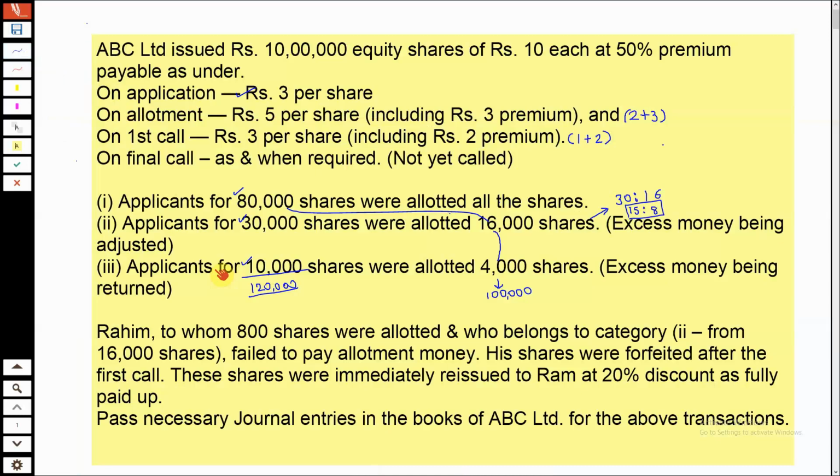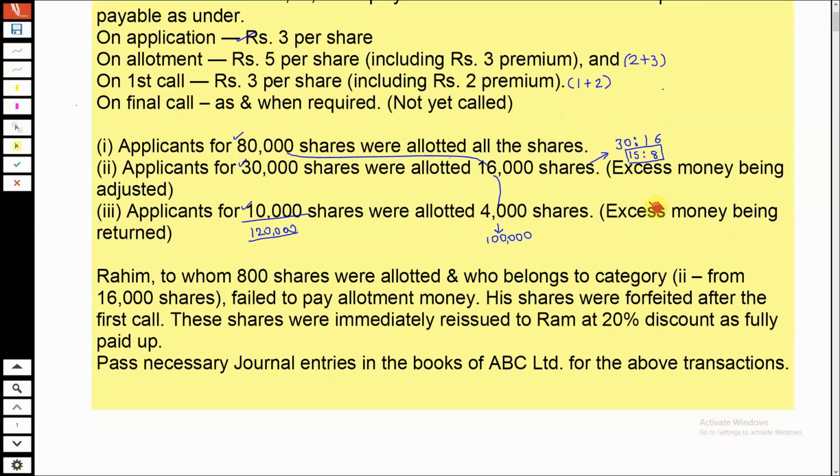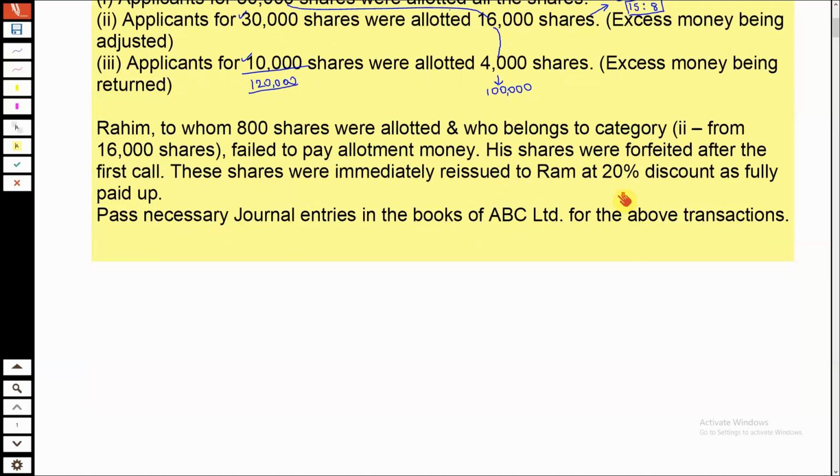So now again we come back to the question. On these 30,000, 16,000 shares are getting issued. Okay, and always remember this ratio is very important whenever we have extra money being adjusted for the next stage. So I am suggesting what you are supposed to do when you have this ratio. Look here, you will prepare one rough working assuming that this 15 is to 8 is the ratio.